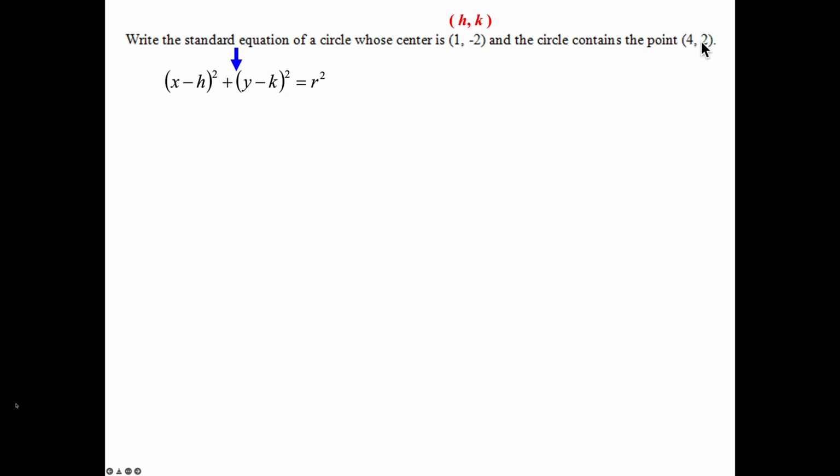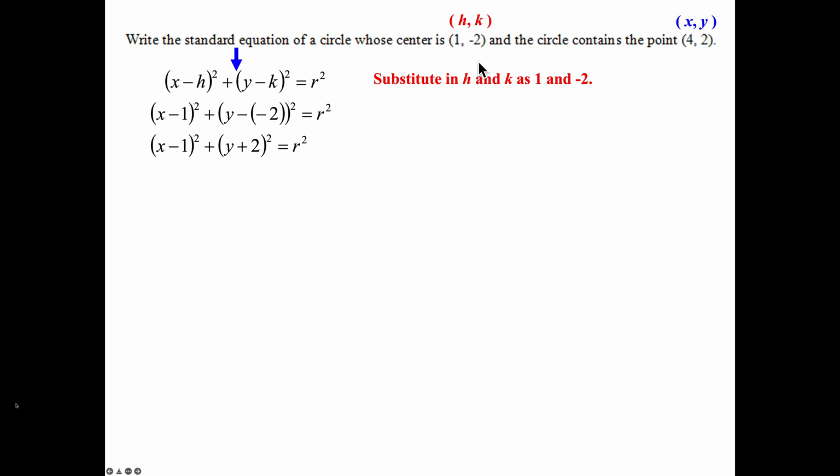Okay, (4, 2), that's a point on the circle. So this is the ordered pair x, y. So if I plug in the 1 and the negative 2, again, notice the sign change. Positive 1 becomes minus 1. Negative 2 becomes plus 2. You can see the justification. Minus a negative is a positive.